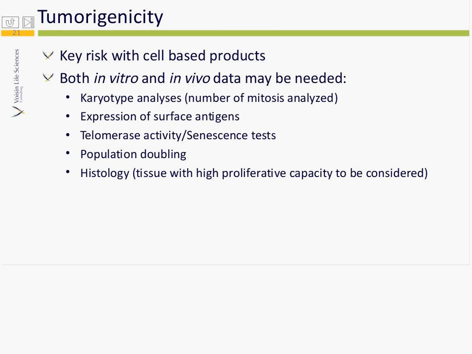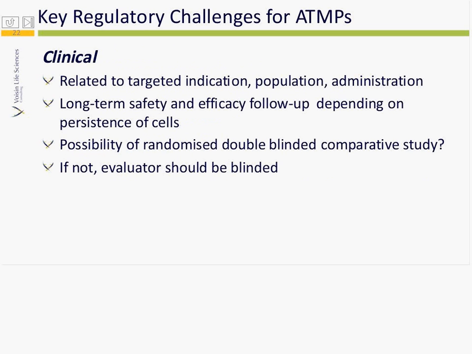So tumorigenicity is a key safety aspect, as I've mentioned. You may find that you might be asked to produce both in vitro and in vivo data, particularly for karyotype analyses of the cells, expression of surface antigens, telomerase activity, and population doubling. And histology becomes a very useful tool.